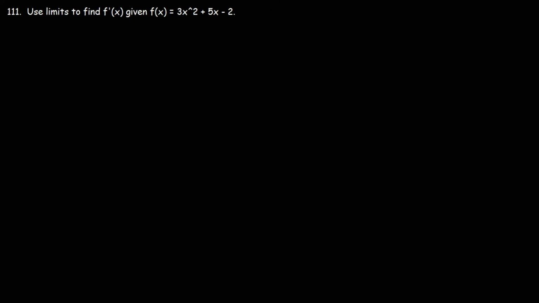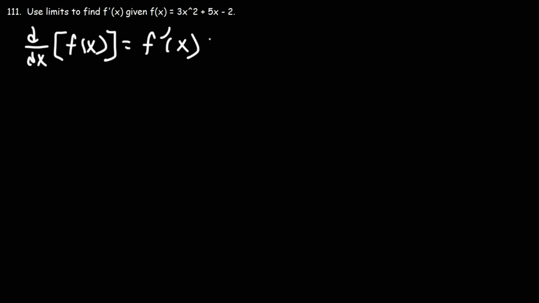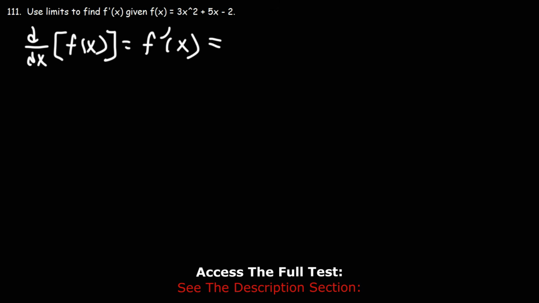Number 111. Use limits to find f prime of x given f of x is equal to 3x squared plus 5x minus 2. So first, let's find the derivative of f using the power rule. This is going to be f prime of x. F prime of x is the derivative of f as a function.